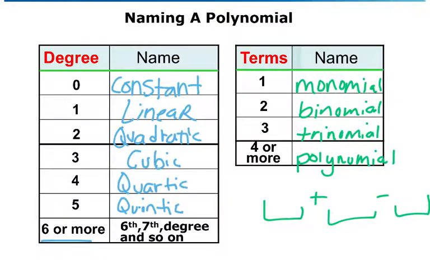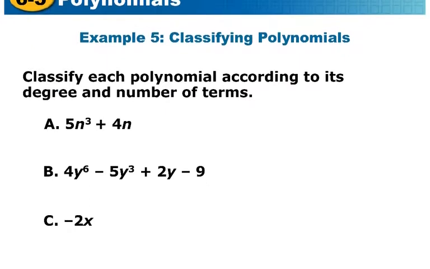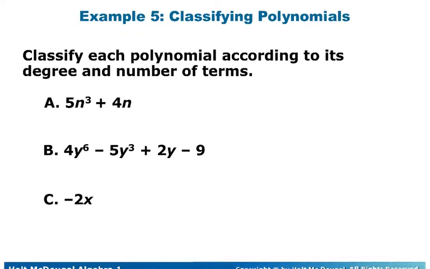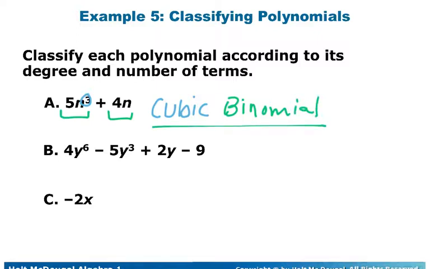So now that we kind of understand how to write them in standard form and how to identify them, let's go ahead and name them. So we're going to classify each polynomial according to its degree and its number of terms. So it's kind of like 2 names. So this first one here, based on its degree, is going to be a, again, 3rd degree, so cubic. And then because there are 2 terms, we're going to call it a binomial. So cubic binomial for that guy.